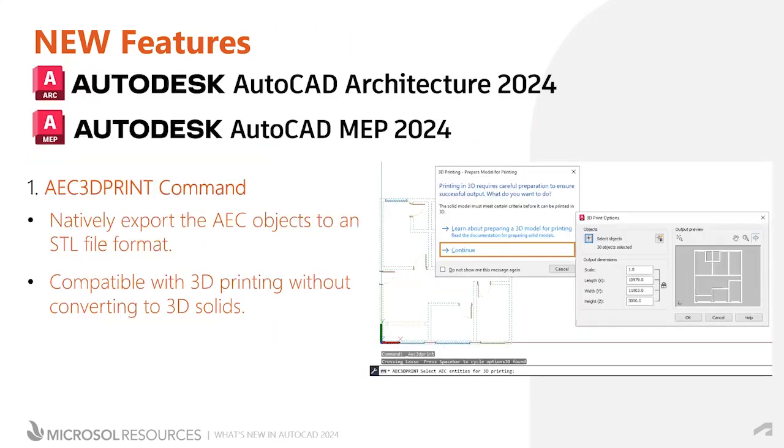We also want to mention the new features for all the toolsets that are also available with your subscription to AutoCAD. So now we're going to move on to AutoCAD Architecture 2024 and AutoCAD MEP 2024. So for these two toolsets, the new feature is the AEC3DPRINT command, which exports AEC objects to an STL file format and allows for compatibility with 3D printing without the need to convert these objects to 3D solids. This new command is available in both Architecture and MEP.